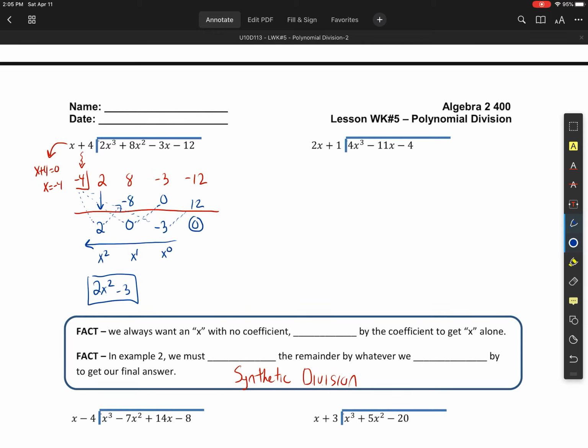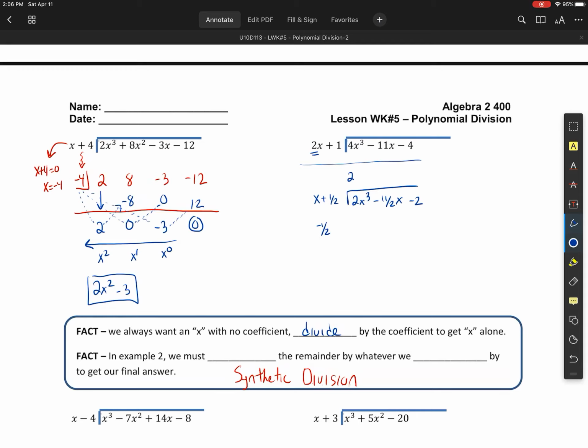So if we look at our other example, right? Not as straightforward because of the fact we have this 2x. Right, so what do we do in this situation? We're going to divide everything by the 2. So we really have x plus a half being divided into 2x cubed minus 11 over 2x minus 2. Now, we always want an x with no coefficient. So as I just did, we divide by the coefficient to get x alone.